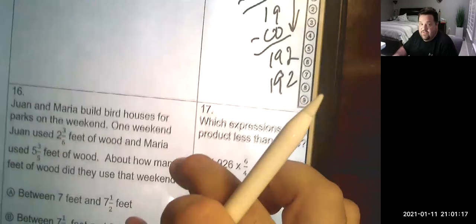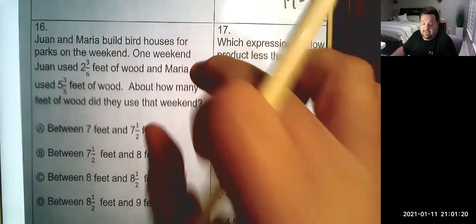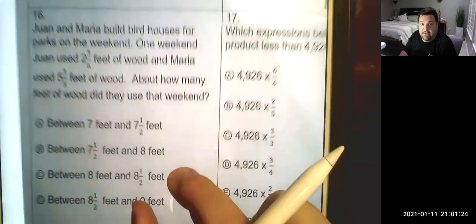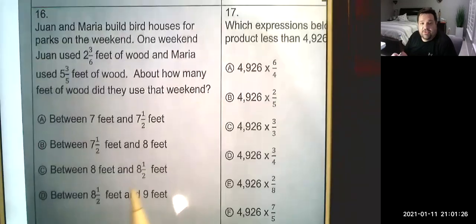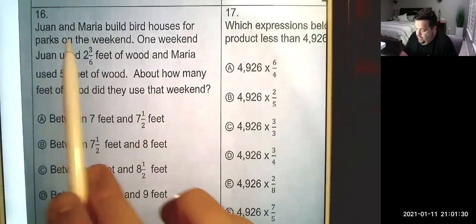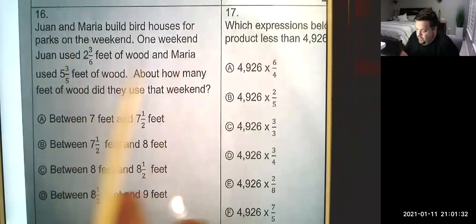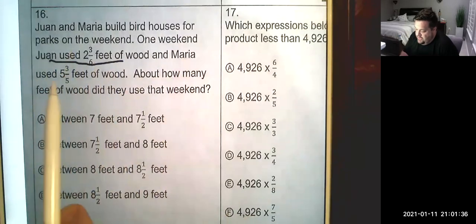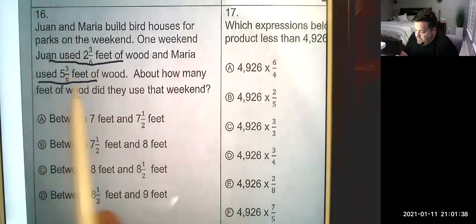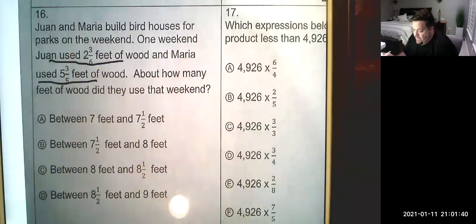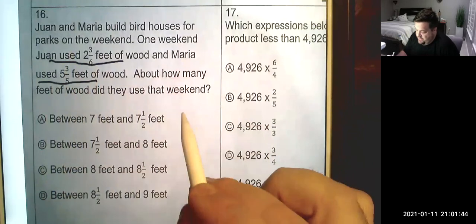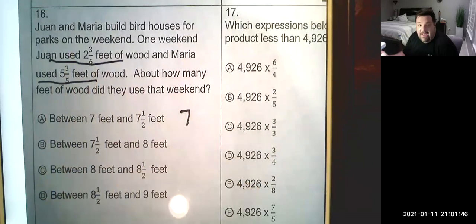Number 16 was very, very tough. Number 16 took me a long time to figure out, and I think I tried to make it too complicated. But really, it just wants you to make an estimate, right? So Juan and Maria built birdhouses for the weekend. One weekend, Juan used 2 3/6 feet of wood, and Maria used 5 3/5. About how many feet of wood did they use? Well, 5 plus 2 is 7. So we know they at least got to 7, right?